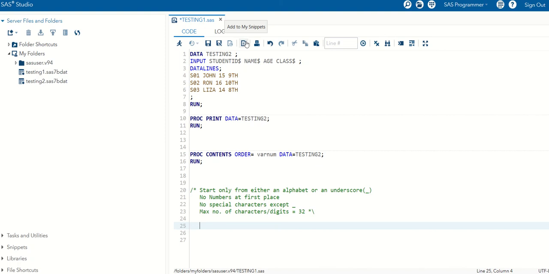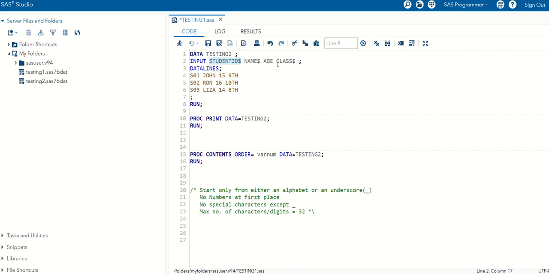Hey guys, so now I'm going to discuss what are the certain conventions or rules related to the naming of the data sets or the variables. So these are my data set names. Testing 2 is my data set name, and these are the names of the different variables like student ID, name, age, class. There are certain conventions, certain rules in SAS related to the naming.